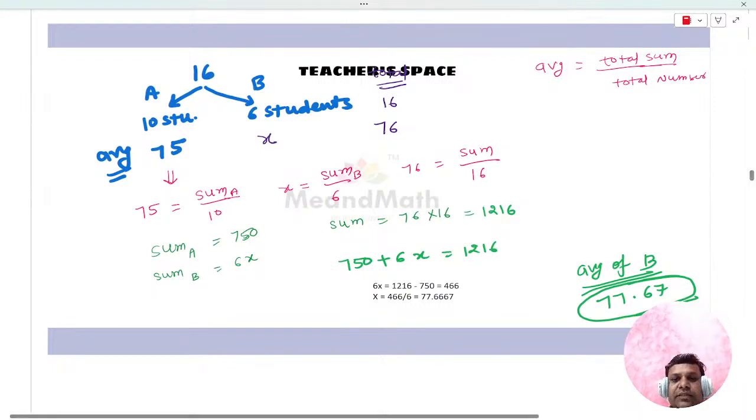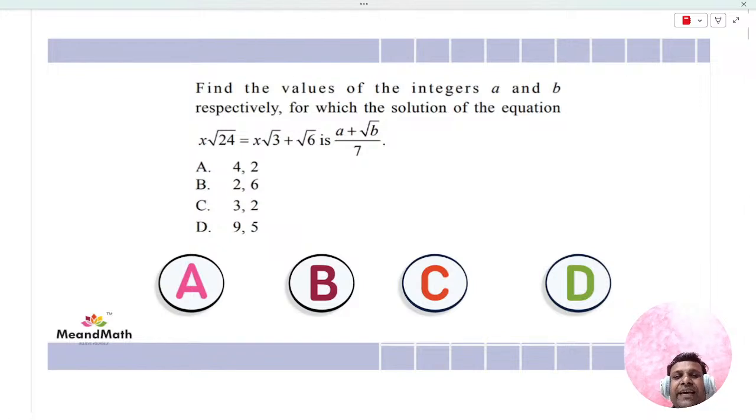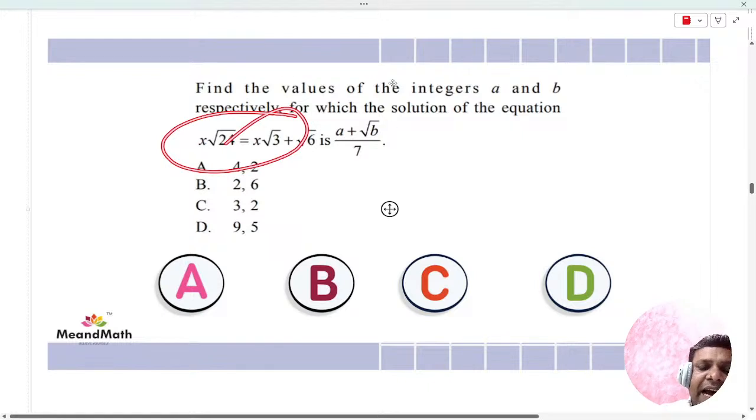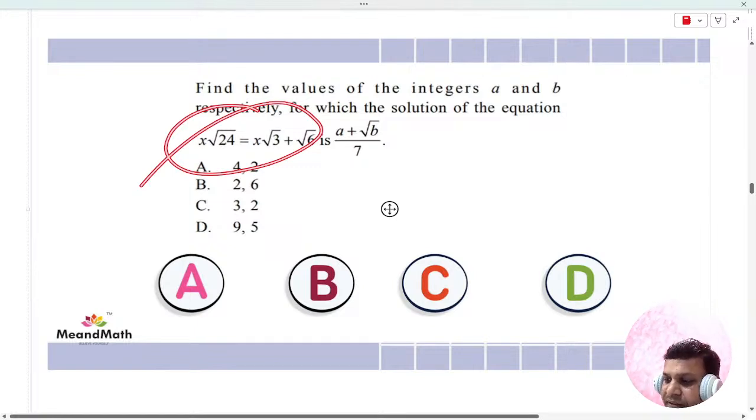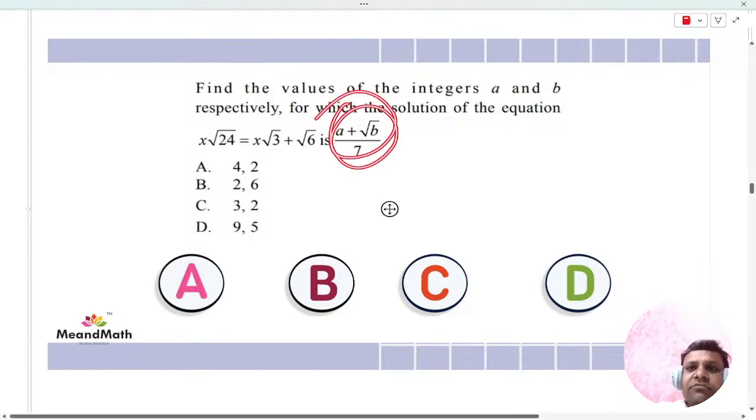Now, next question. Find the values of the integers a and b respectively for which the solution of the equation x root 2 is equal to x root 3 plus root 6. Now we have to simplify this equation and compare it with the given form. So let's do the simplification.